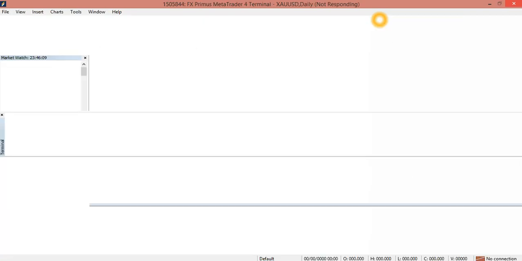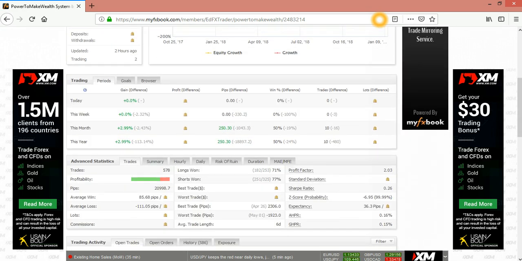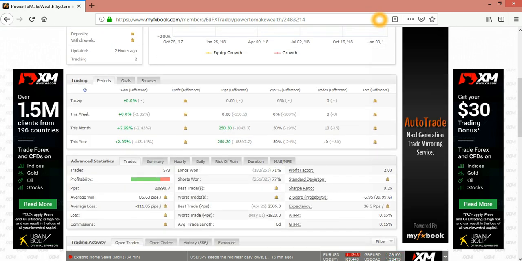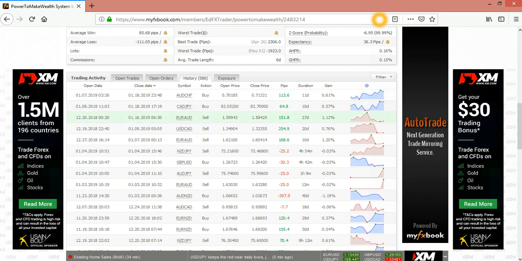While I'm waiting on this to load, let me just go to the track record here. So for this month, I'm pretty much already up 3%. And let me show you, I have traded the euro versus Australian dollar. Here it is. I sold it, and this one gave me a 1.12% gain, and here it is again. I held the trade for 10 days here. I held this one for 27 days.